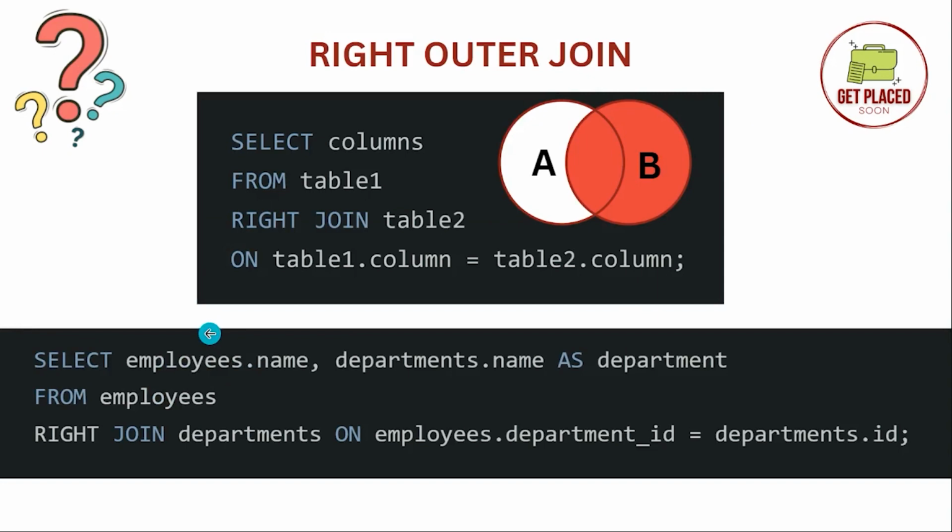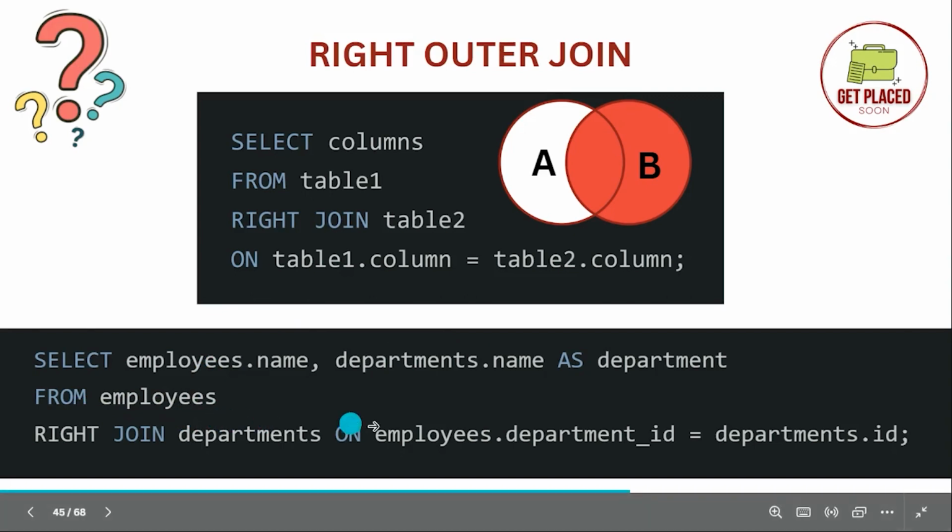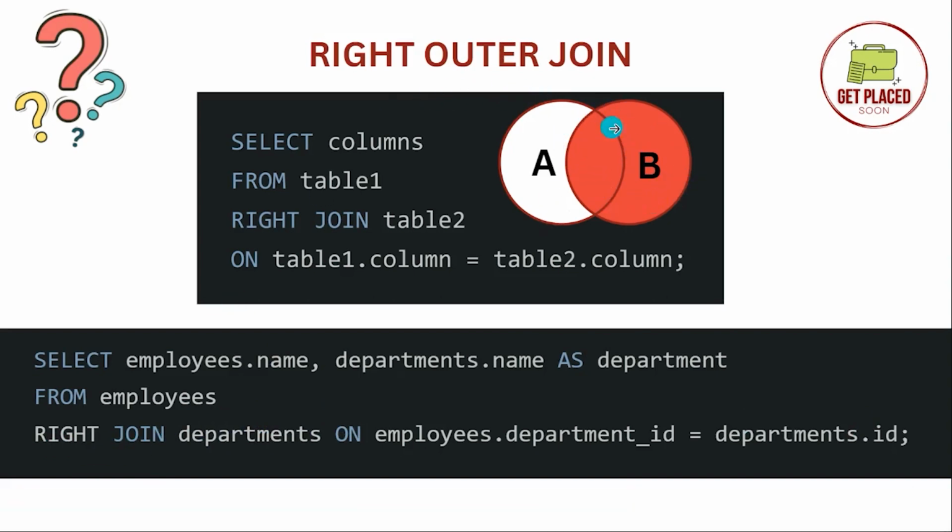Looking at the same example, everything is same. You are selecting the columns employees.name, departments.name from the table employees, and you are using right join. You are applying it on the table departments. Now the condition also remains same, right? So what is changing is the command right join. So from these two tables, the right part and the matching part between these two is returned.